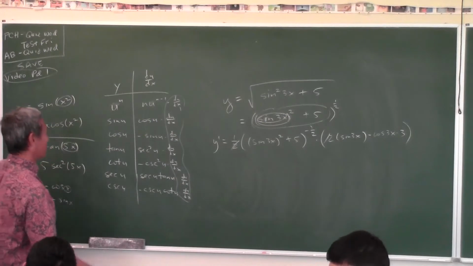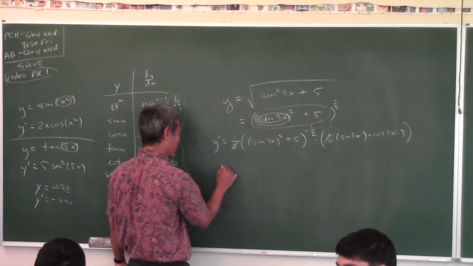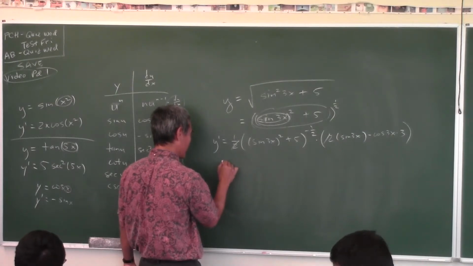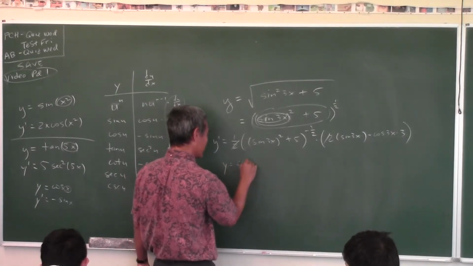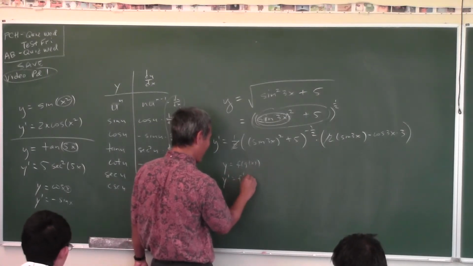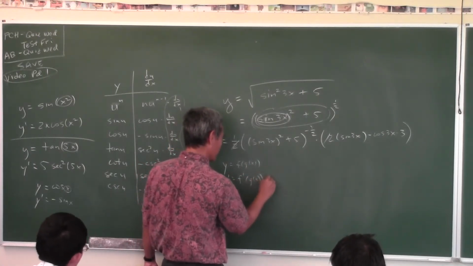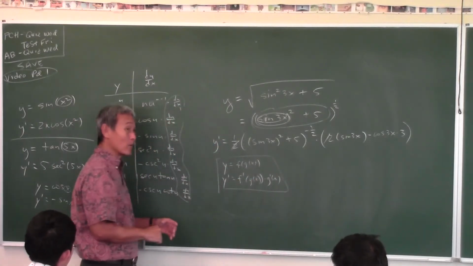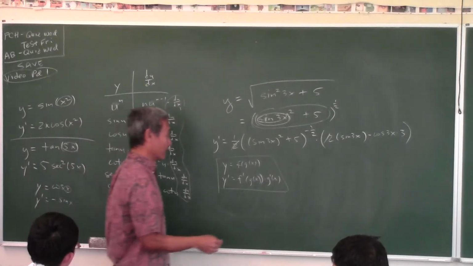Okay, now, here's one way to write the chain rule. Look, how did I write the chain rule the first time? If y is equal to f of g of x, then the derivative is f prime of g of x times g prime of x. This is one way to write the chain rule. But another way to write the chain rule is like this.